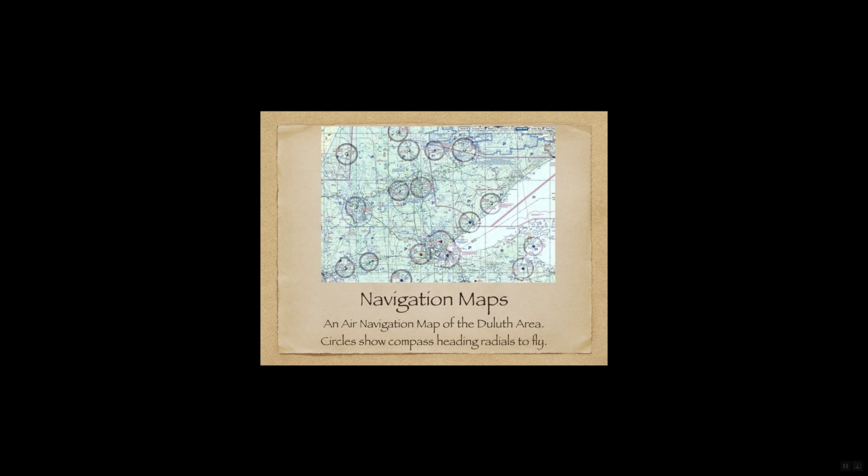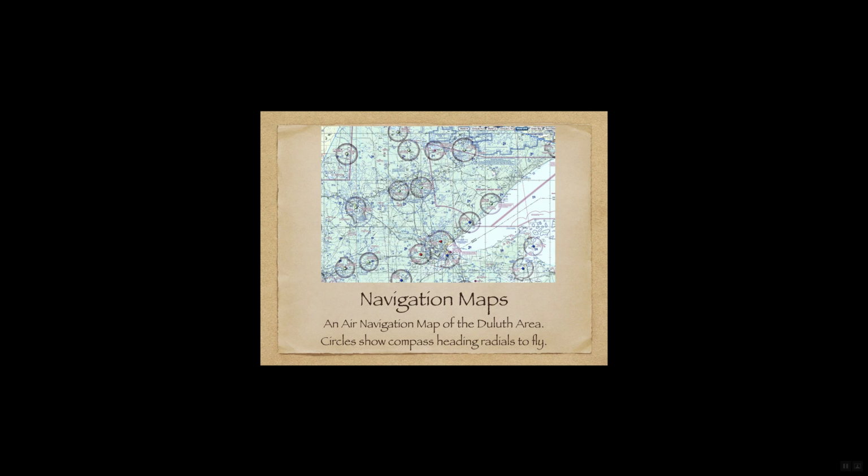This is a navigation map, and this one happens to be an air navigation map of the Duluth area. So navigation maps use circles and compass headings to show ships and airplanes where to go. In this case, it's airplanes, and if you're flying out of Duluth, for example, if you look at one of the circles, you'll see that it has the degrees of a compass on there, and you can fly a line going out from the Duluth airport.